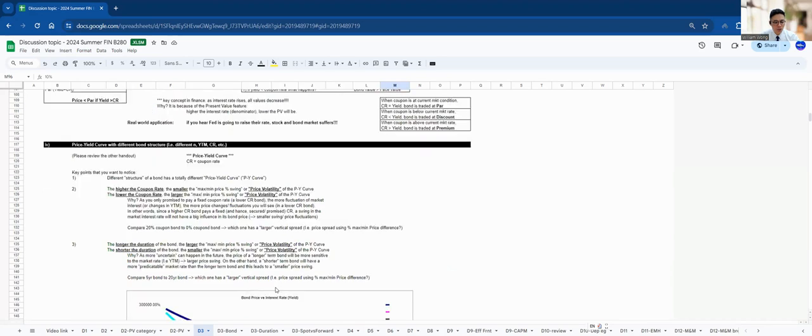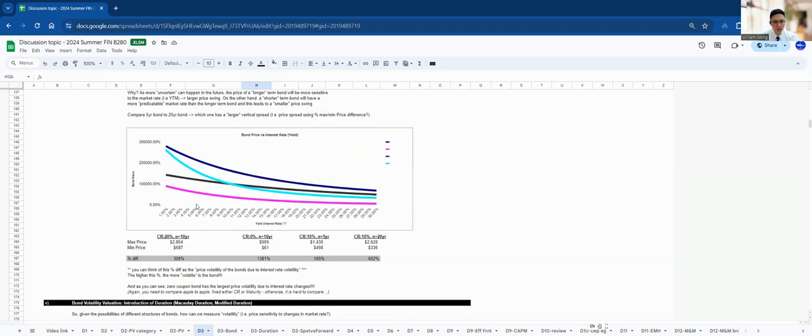So this is the reverse relationship. This is something you need to take care of, understand the logic, and of course there will be something called the price yield curve. A lot of times people use it in the fixed income session. So just FYI, because it is something that you should know when you are taking corporate finance. The higher the coupon rate, the smaller the price volatility. And the lower the coupon rate, the larger the price volatility.